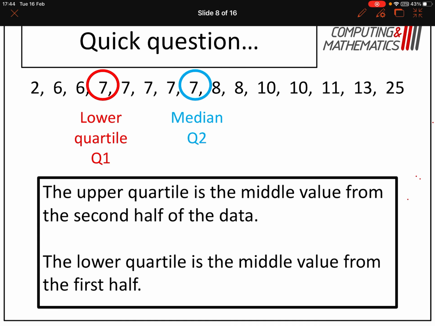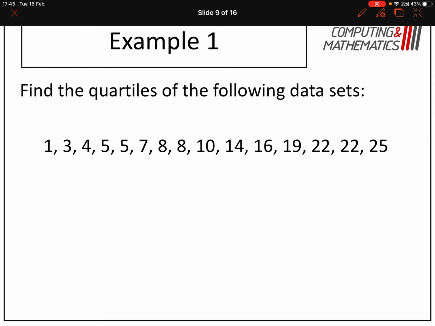We do the same with the top half to get quartile 3. So our 8, 8, the 2 10s, the 11, the 13, and 25. Essentially what we're doing is finding the middle value of that half of the data, and that gives us our upper quartile, or our 3rd quartile, quartile 3.